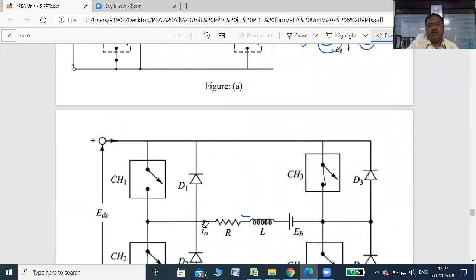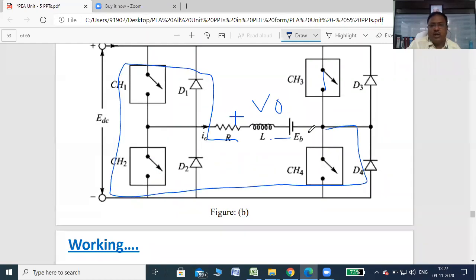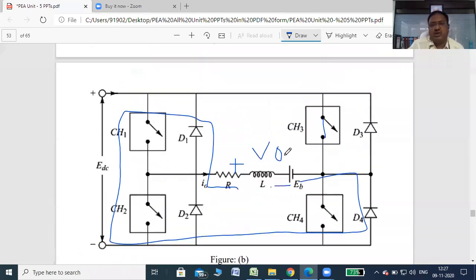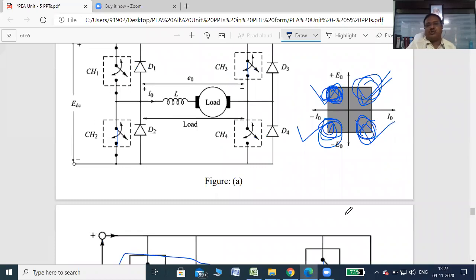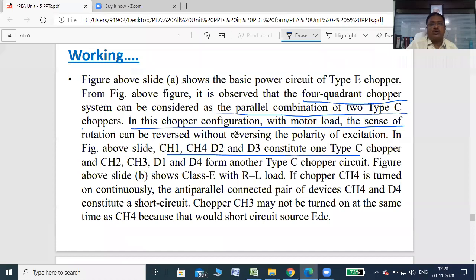And whenever CH3 and CH2 turn off, the energy stored across this particular inductor gets reversed. So this becomes positive on this side and negative on this side. Because of that, the voltage is positive, right? And current starts to flow through D1, then EDC, then back to D4. So the current direction is reversed, but the voltage is positive. So you will get the last operation, the fourth quadrant. Okay, so this is a 4-quadrant chopper.